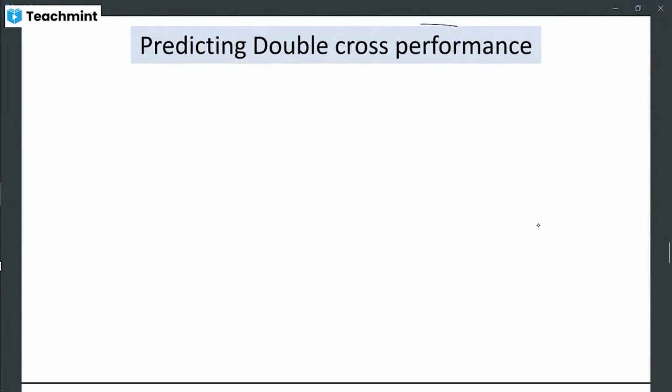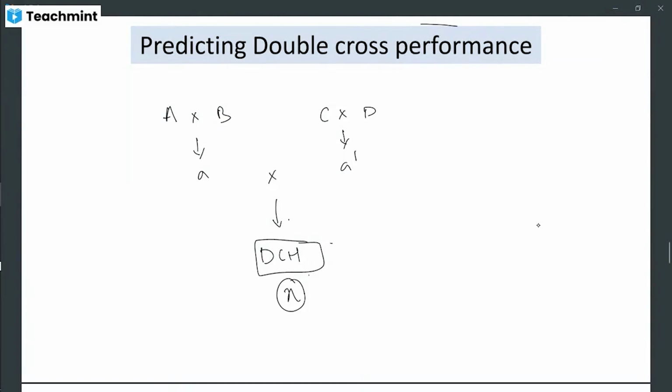And we also told that, for example, if we perform this, this is small a, you obtain A dash, and then if you cross between these two single cross hybrids, you will obtain a double cross hybrid. So let us consider this name as your X. So I obtained a double cross hybrid named X. If I want to predict the performance of these double cross hybrids, then I need to go for the mean value of single crosses which should be non-parental in nature, right?